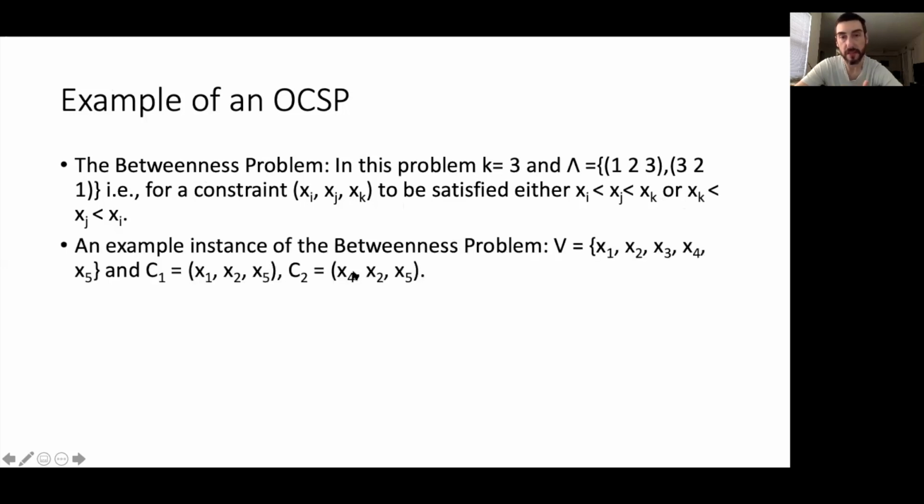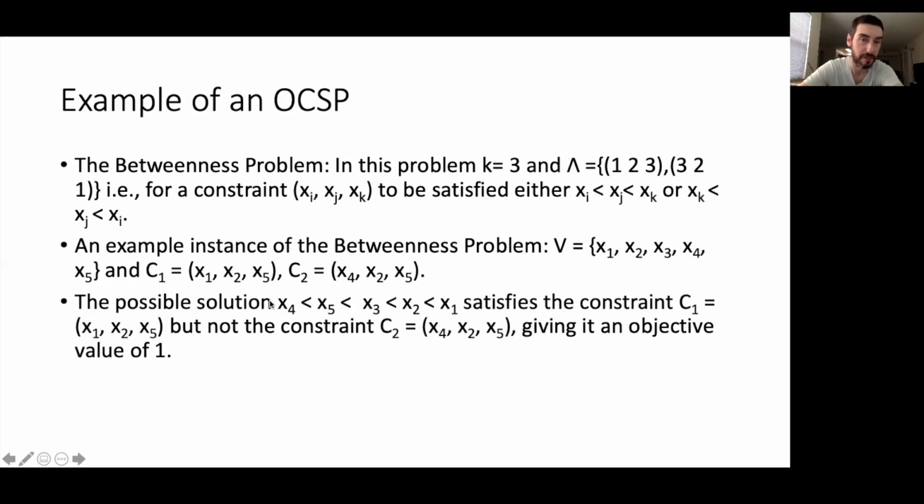And an example instance of the betweenness problem here would be the variables 1 through 5, so x1 up to x5, and the two constraints x1, x2, x5, and x4, x2, x5. If we consider this possible solution listed here, we can see that it satisfies the first constraint because x1 is here to the right of x2, and x5 is to the left of x2, so x2 is in the middle. But the second constraint is not satisfied as x2 is to the right of both x4 and x5. So the objective value here of this solution would be 1.